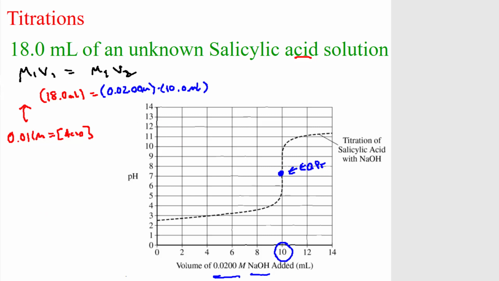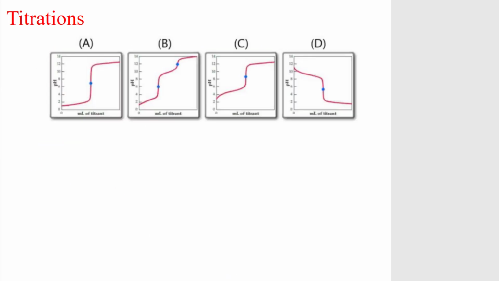Now, if I wanted to do it via color change with an indicator, I would want my indicator to be somewhere in this range right here. The color change needs to happen somewhere between 8.5 and 5.5. So I need the color change. Or if I use a pH meter, I can just figure this out using a pH meter.